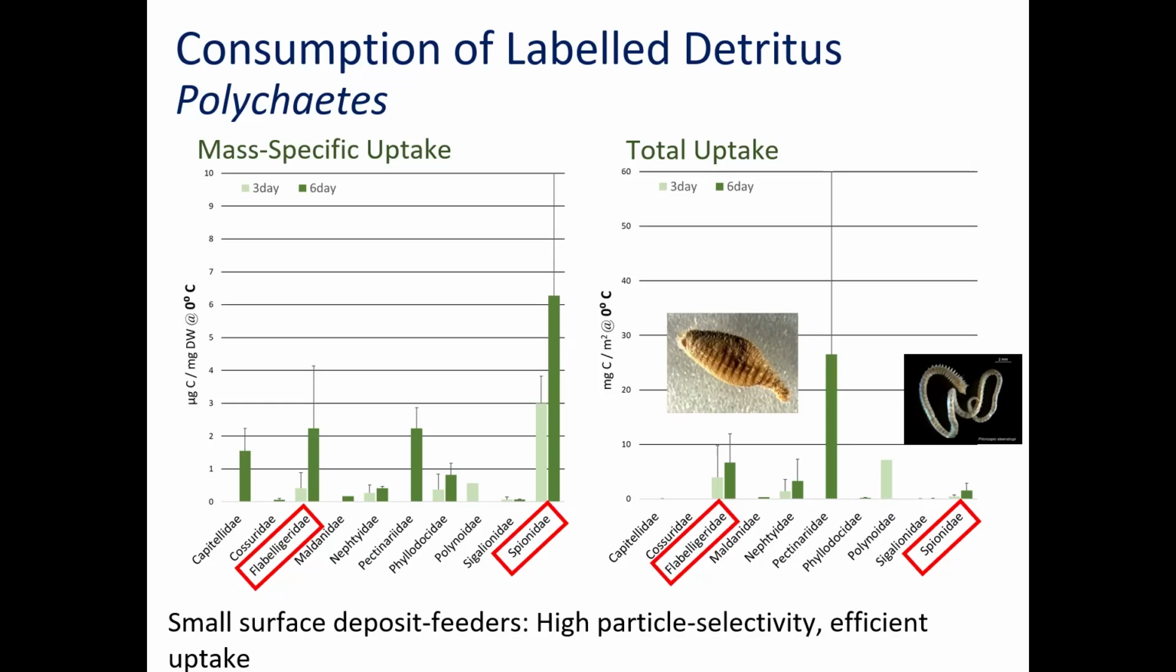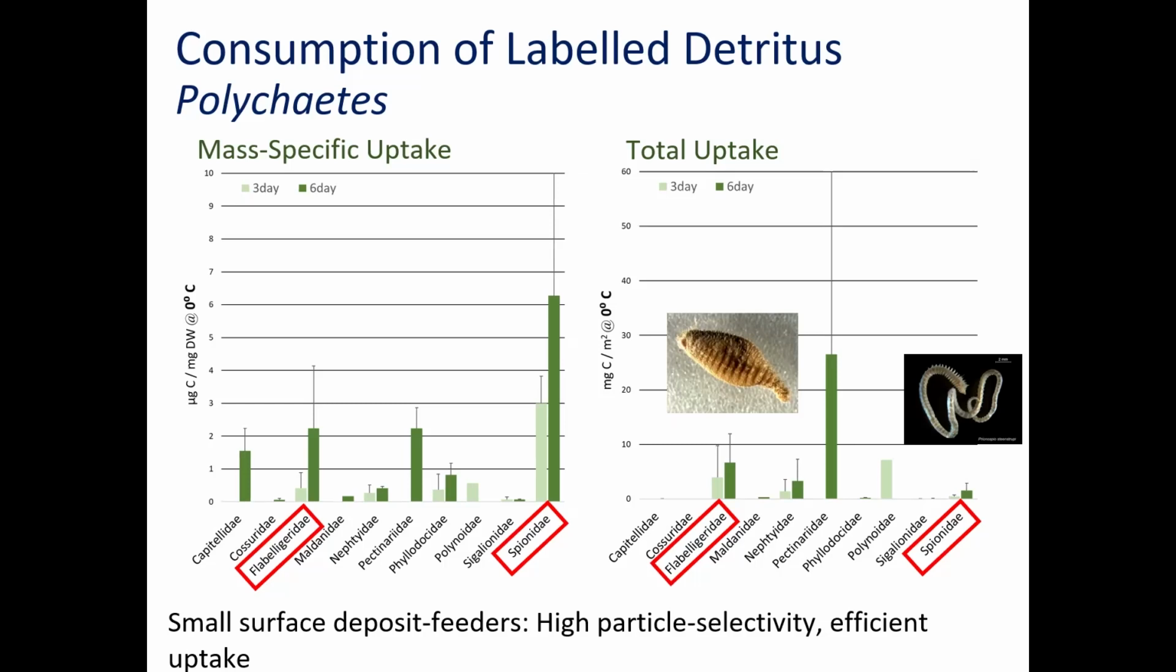This is families of polychaetes, and on the right, total consumption of that isotope labeled detritus by individual taxa, mass specific uptake on the left. One group that represents this contrast that I want to demonstrate is the spionids, which have a history of being highly particle selective. They're really good at selecting and finding the freshest, recently deposited phytodetritus particles.